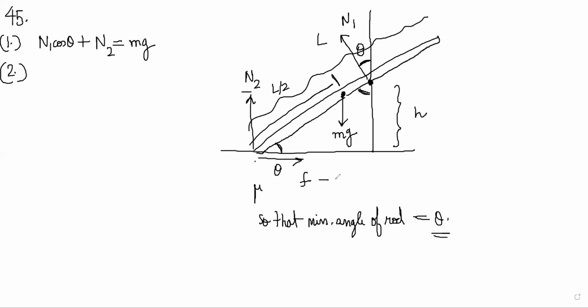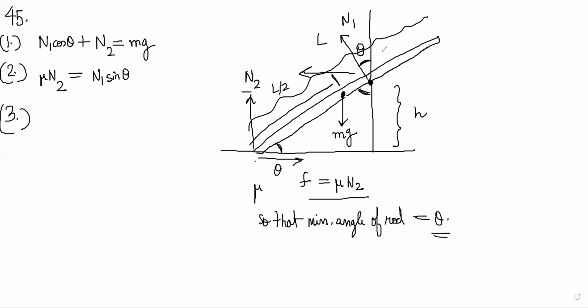F is mu N2, right? So mu N2 is one horizontal force and N1 sine theta is the other horizontal force. Mu N2 should be equal to N1 sine theta, right? Correct. And now we have to do torque balance.